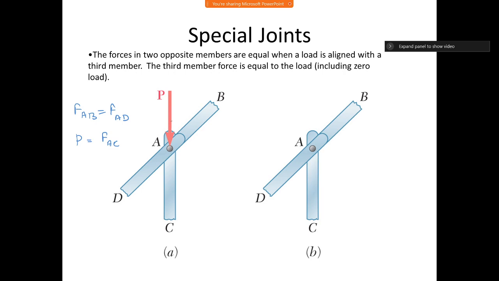The vertical load here, since it is in a straight line with AC, therefore the load P will be equal to FAC, and similarly FAB will be equal to FAD, right? So that is another important conclusion. Now the third important conclusion is, suppose this P is equal to 0 here, so there is no load acting here. Then we can directly say that the force in member AC will be equal to 0, and we can also say that FAD and FAB will be equal.